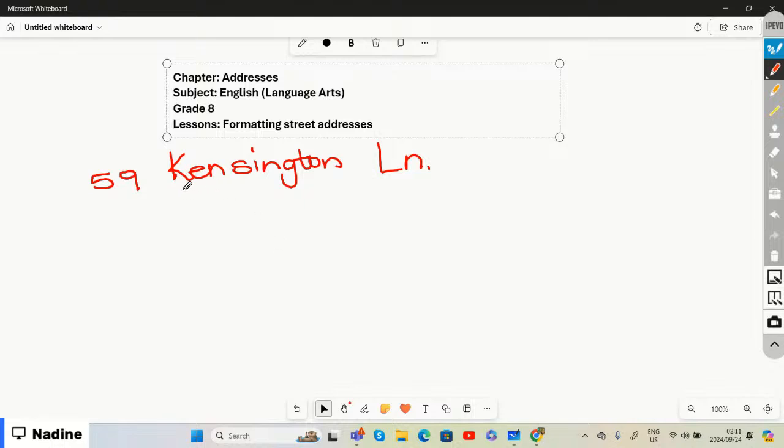So this is your street address, your street name. First is the house number, the house number in which street? I live on Kensington Lane, for example. Where on Kensington Lane do you live? In Williamsville. And remember, this is just me making up an address, right?